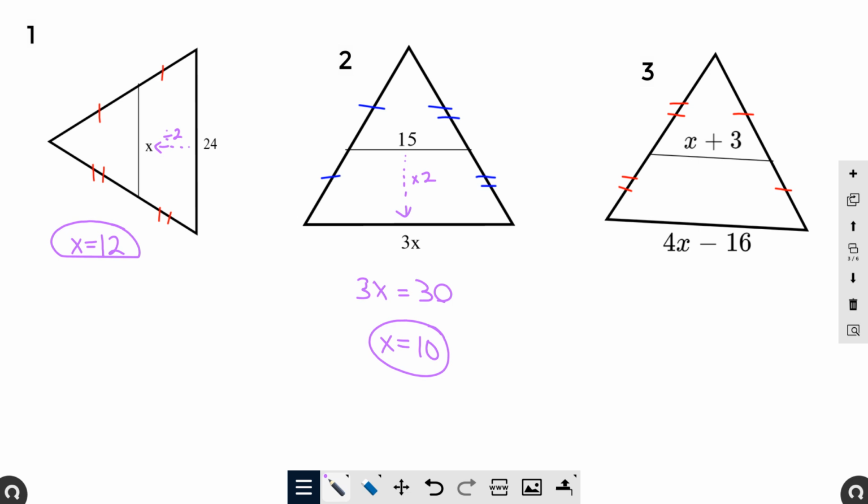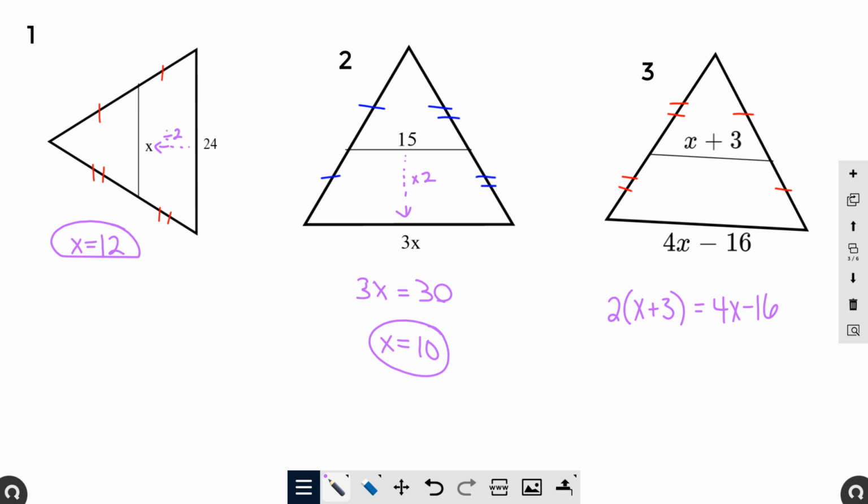Now, what would be easier in number 3? Would it be easier to divide the third side by 2, or would it be easier to multiply the mid-segment by 2? I think it's always easier to multiply, right, than divide. Think about when you were in elementary school. It was easier to multiply, right, instead of going backwards. So when you see a problem like this, definitely set it up. We're going to multiply the mid-segment by 2 to equal our third side.